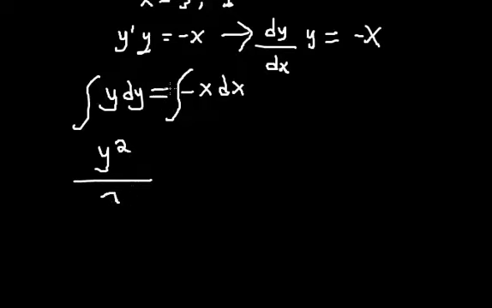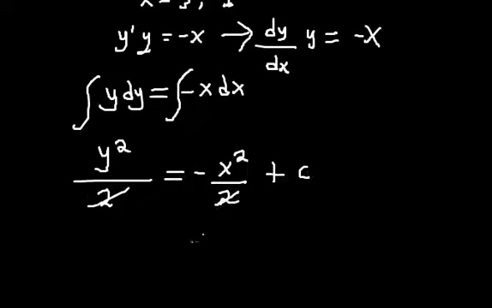Okay, y raised to power 2 all over 2. And of course, if I integrate minus x, I'm going to have minus x raised to power 2, all over 2. Then that will be a constant plus c. Since 2 is on both sides, it will cancel out. So I have y squared is equal to minus x.